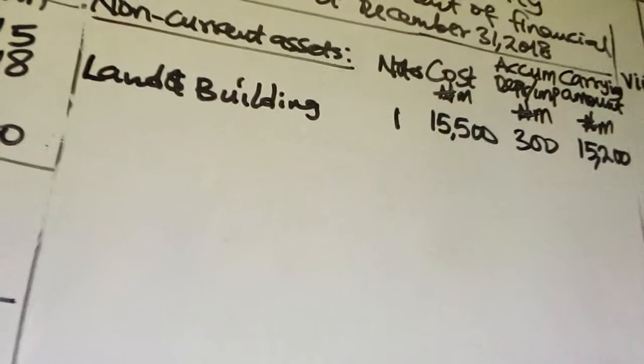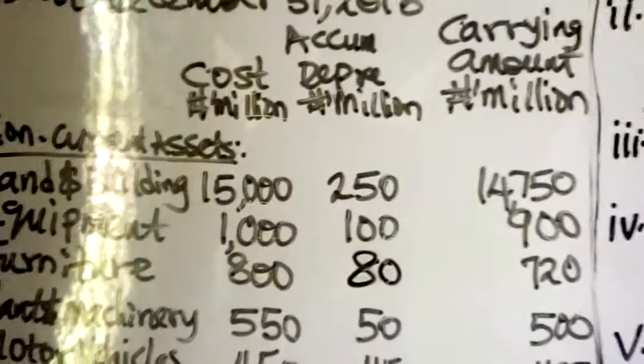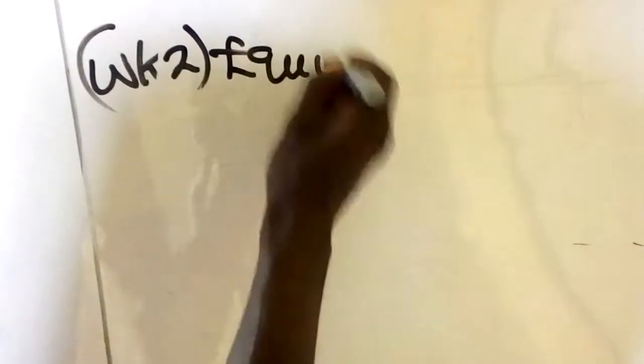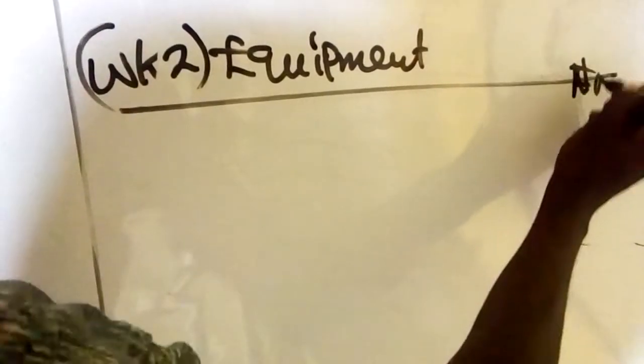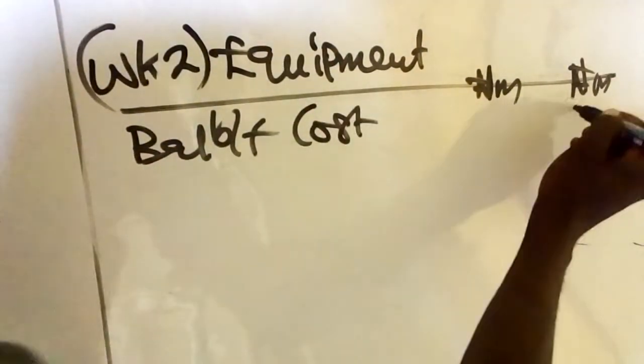After land and building, in our unadjusted statement of financial position, the next asset is equipment. The cost is 1,000 and accumulated depreciation is 100. Note two, that is equipment. Balance brought forward, that is cost of 1,000.